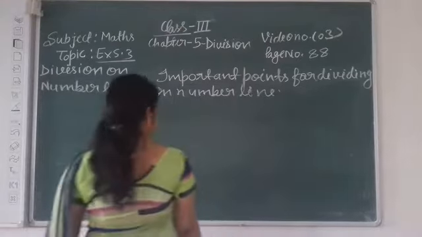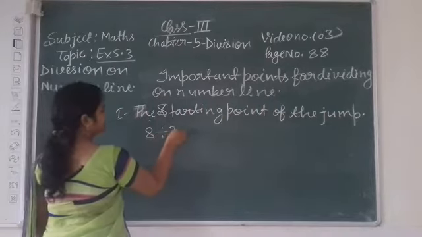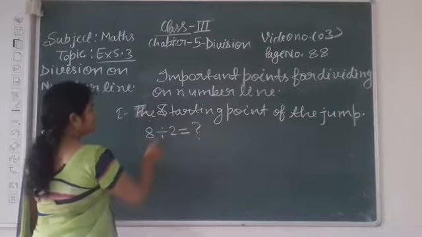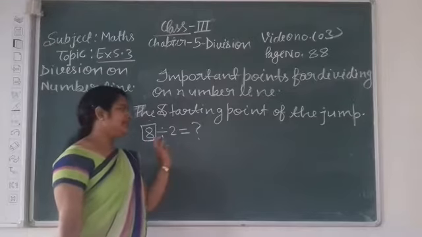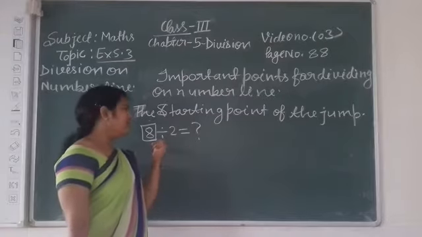The starting point of the jump. Suppose you have to divide 8 by 2, what is it equal to? The starting point will be 8. You have to be clear that the starting point is 8, so you will draw a number line at least till 8, and you will start jumping back from 8.